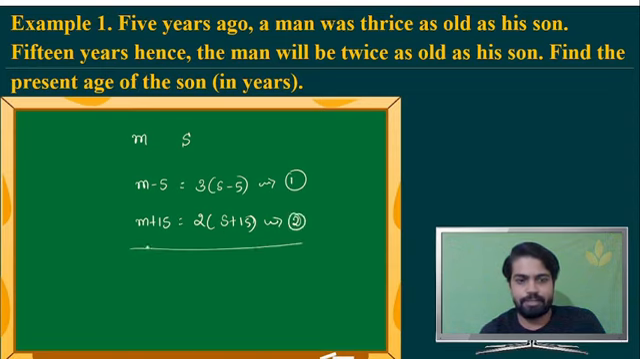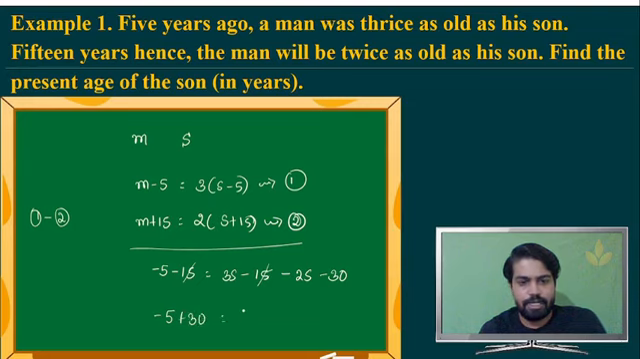So it's very simple. If we subtract, m will cancel. Equation 2 is subtracted from equation 1. So what I get is minus 5 minus 15 on the left side. On the right side we get 3s minus 15 minus 2s minus 30. So I multiply directly and solve this. The 15 cancels, minus 5 plus 30 comes to the left side, and 3s minus 2s is s. So at the end I get the son's age as 25 years.